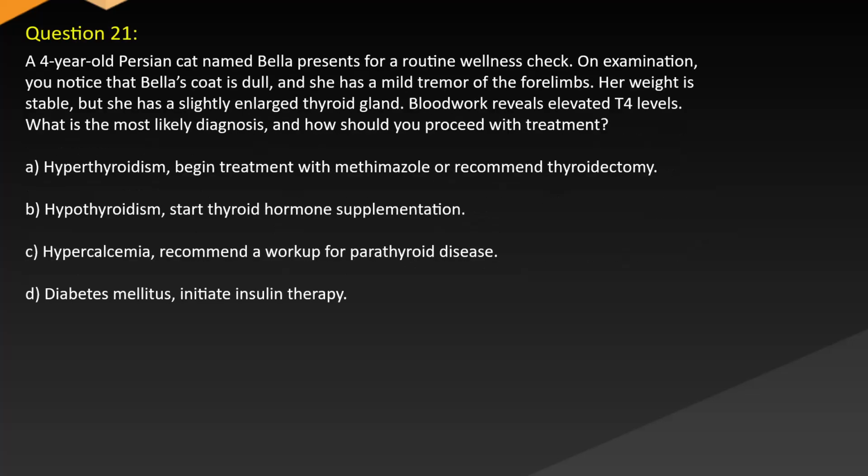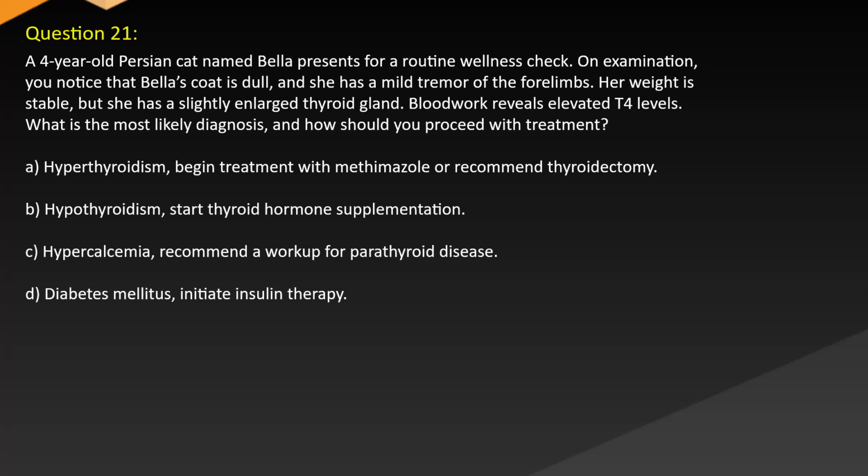Question 21. A 4-year-old Persian cat named Bella presents for a routine wellness check. On examination, you notice that Bella's coat is dull and she has a mild tremor of the forelimbs. Her weight is stable, but she has a slightly enlarged thyroid gland. Blood work reveals elevated levels. What is the most likely diagnosis and how should you proceed with treatment?